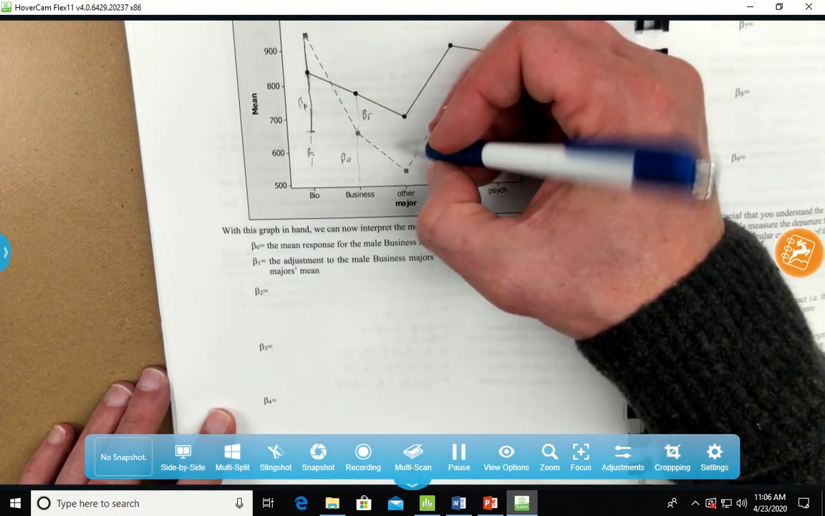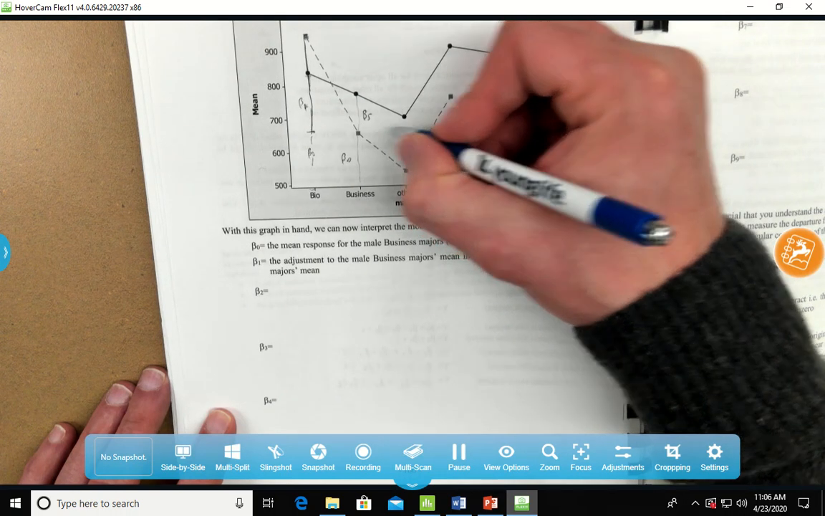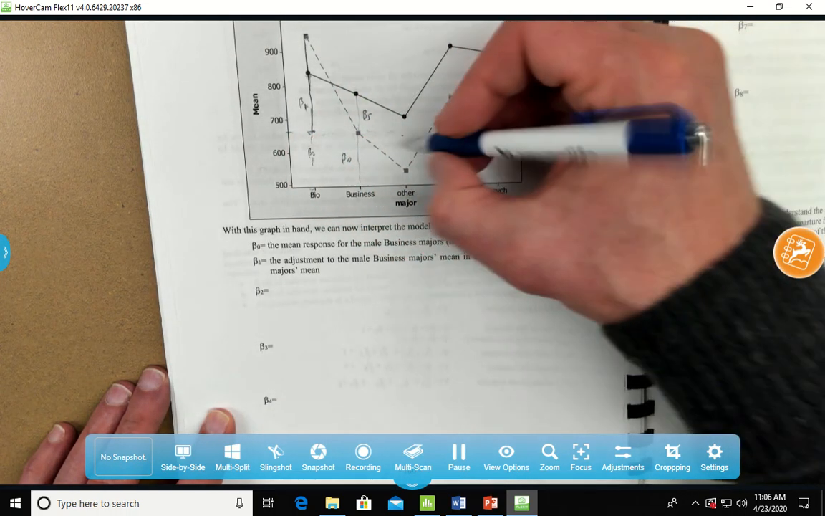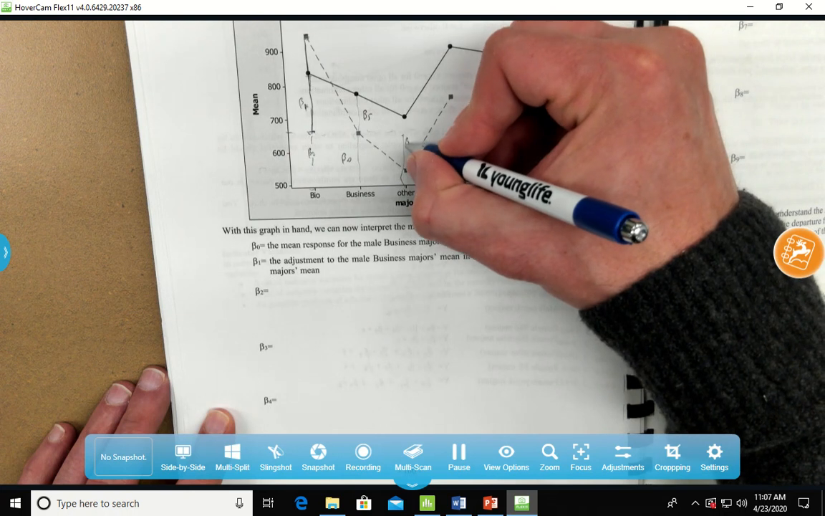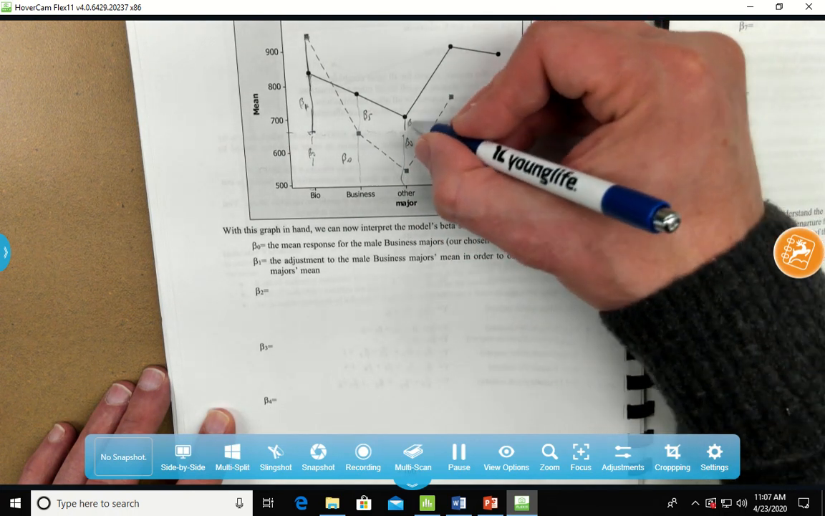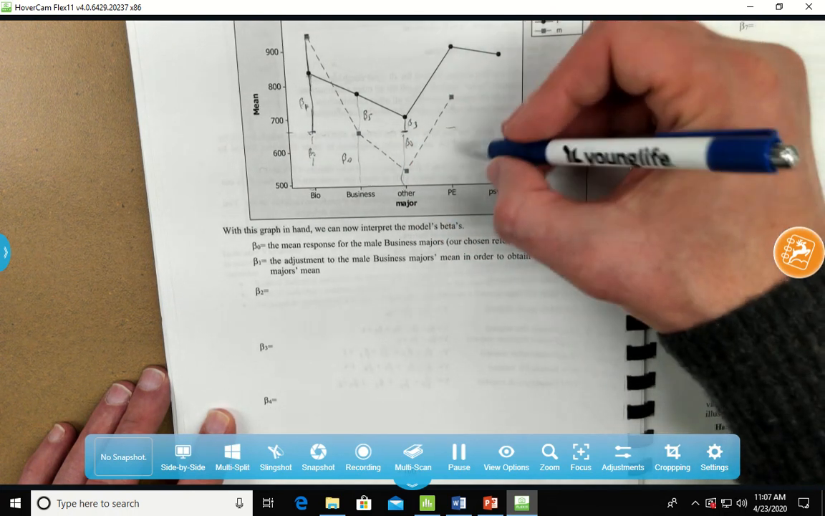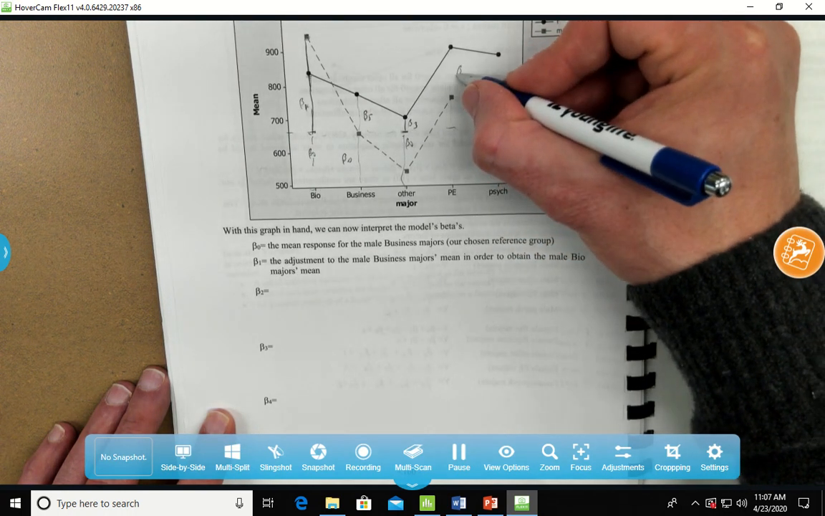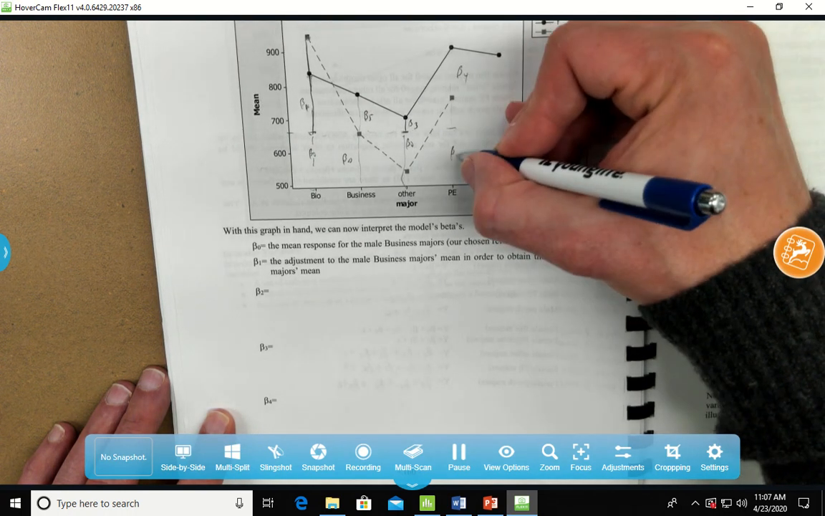For the other majors, let's make a little line across here, we have to add beta naught plus beta 3. And so beta 3 is the distance from this point to this point. And again here, beta 4 plus beta naught.